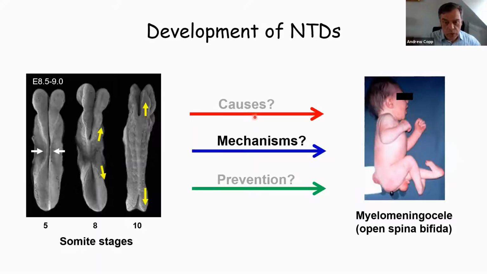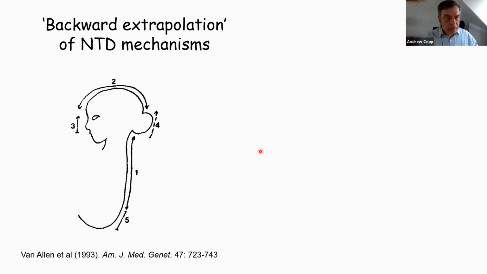Okay, so that's what I wanted to say about causation. Now let's go on and talk about mechanisms a little bit. In the case of human neural tube defect mechanisms, we're in a situation where there is a very large literature that's based mostly on what I call backward extrapolation. Many of the neurosurgical papers and some of the genetics papers, such as this very highly cited paper by Margot Van Allen and colleagues back in 1993, take the appearance of neural tube defects in children and in fetuses after abortion, and they go backwards to predict the developmental events.